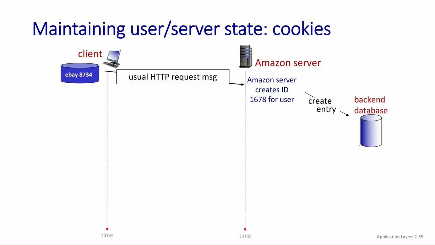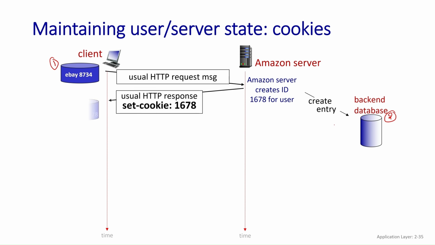So this is component number one, which is a file maintained at the client and managed by the client browser. And this is component number two, which is a backend database maintained by the web server. So whenever a new connection comes in, the server, in this case Amazon, assigns an ID, say 1678, to the user, and records this entry into the backend database.